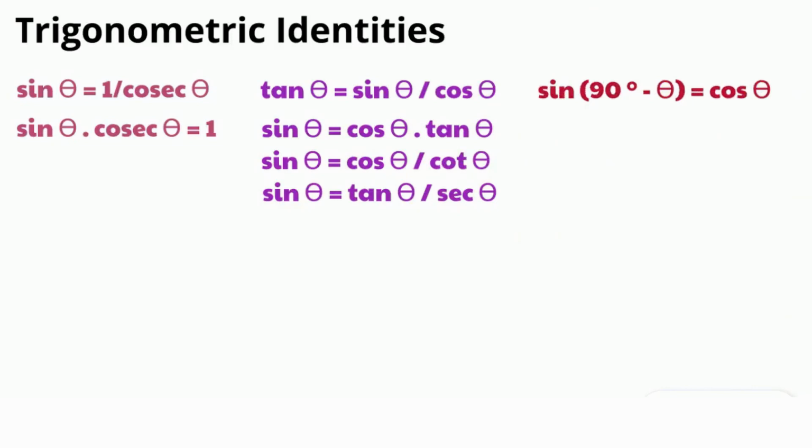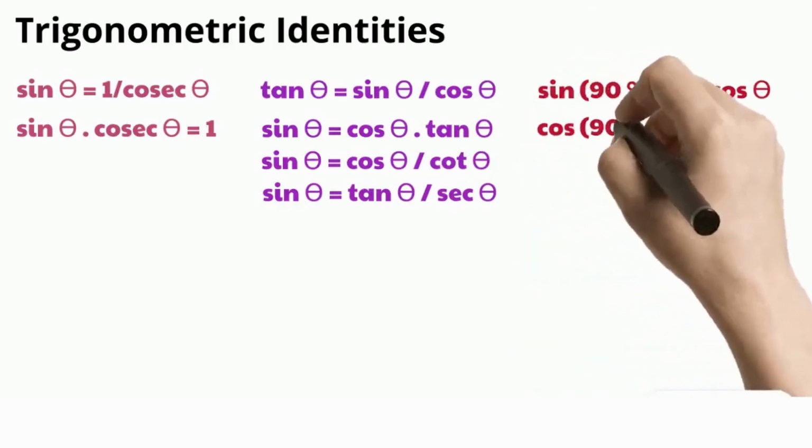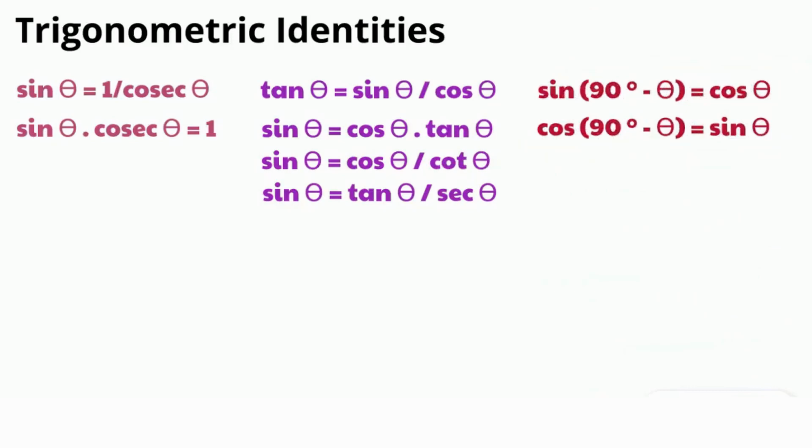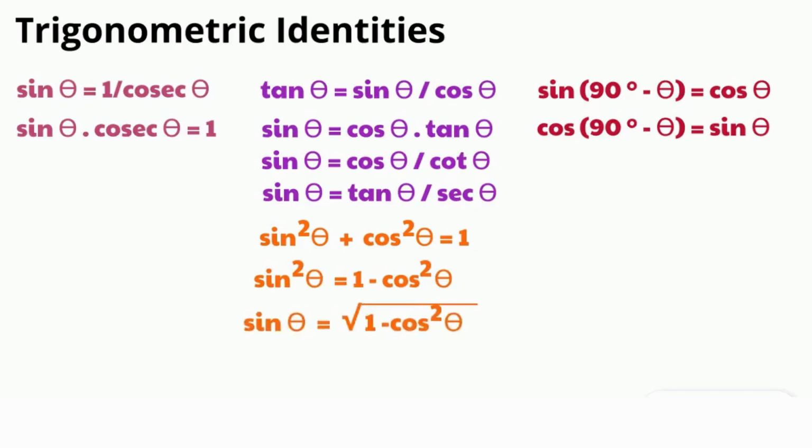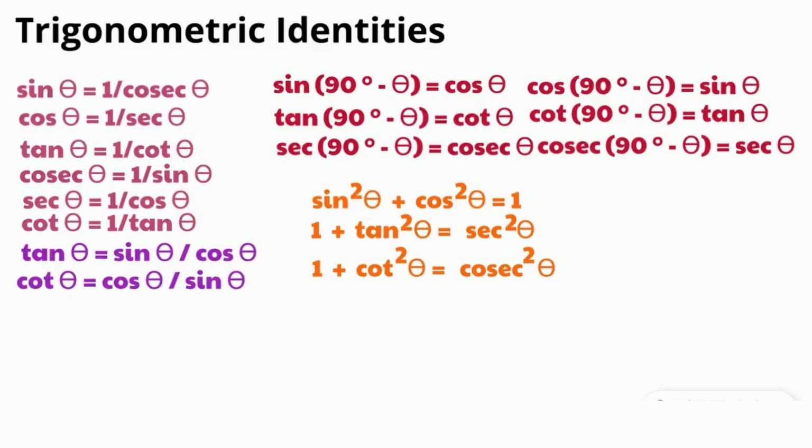Sin of 90 degree minus theta is equal to cos theta. Cos of 90 degree minus theta is equal to sin theta. Next, sin square theta plus cos square theta is equal to 1. Then, sin square theta is equal to 1 minus cos square theta. Sin theta is equal to root of 1 minus cos square theta. Okay, see here. We have written the possibilities of sin theta identities. How? They came only from basic identities. How did they come? Let's see.